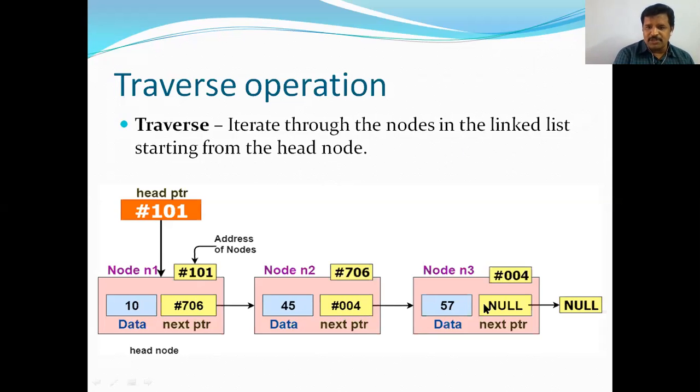And this is the next node, its address part is null. That means it is the last node in the list, right? In this way we can traverse the list from starting node to ending node. Traversing is nothing but displaying the nodes of the list. We can display the nodes from the starting node to the end node, right?